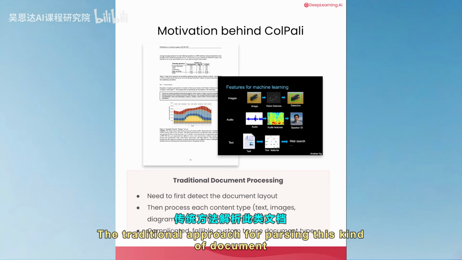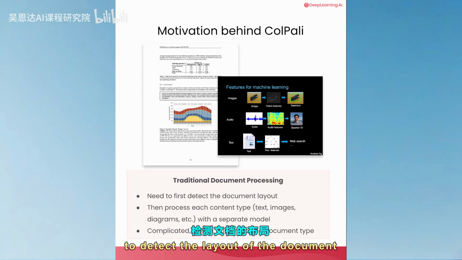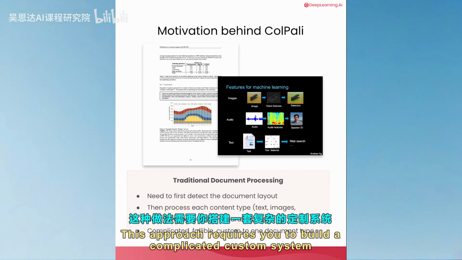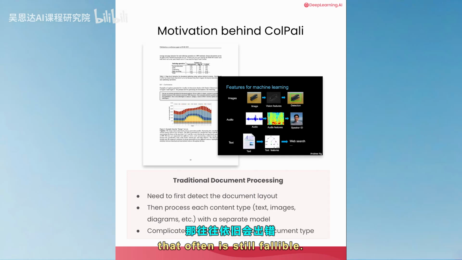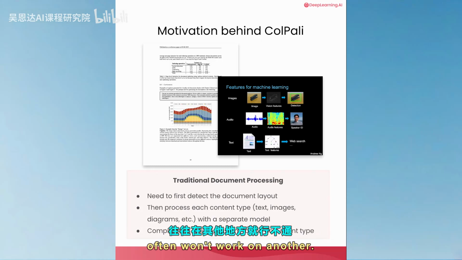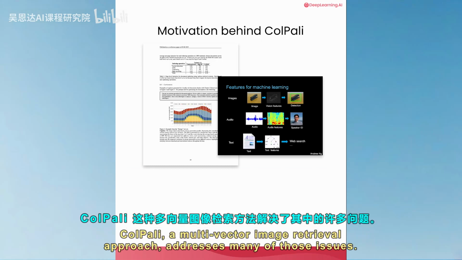The traditional approach for parsing this kind of document is to first use special models to detect the layout of the document and then parse each content type separately. This approach requires you to build a complicated custom system that often is still fallible. What's worse, a retrieval pipeline for one kind of document often won't work on another. ColPali, a multi-vector image retrieval approach, addresses many of those issues.